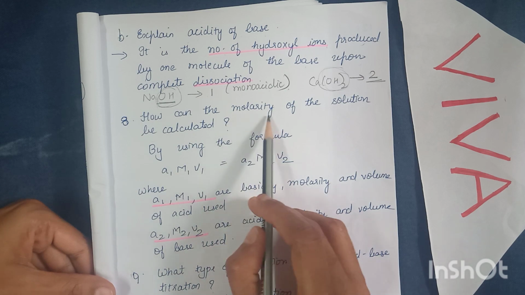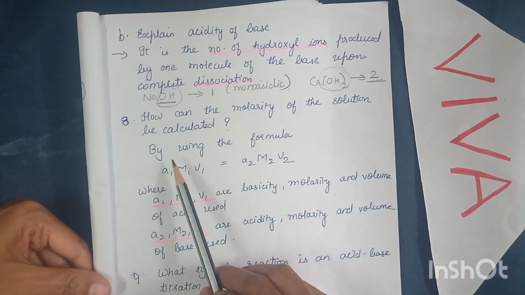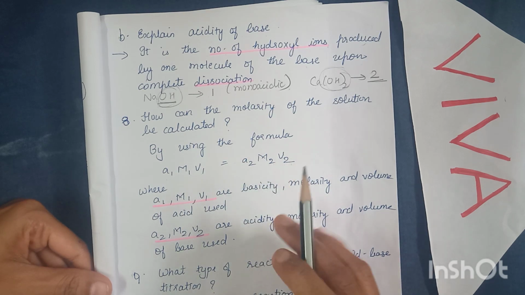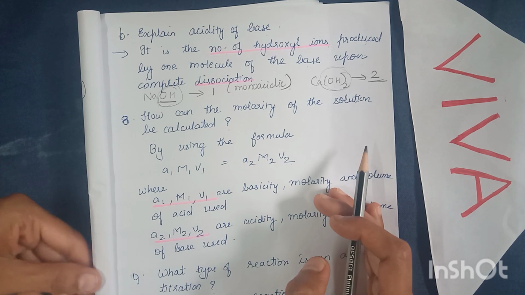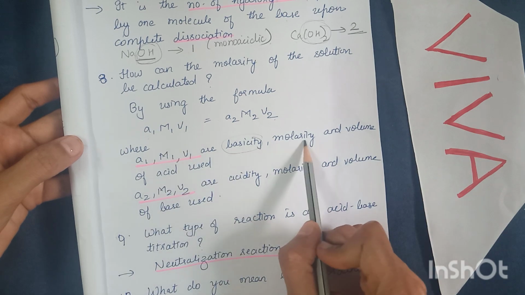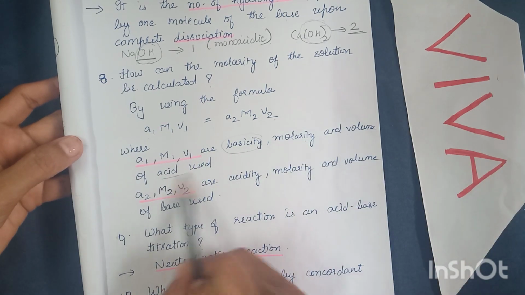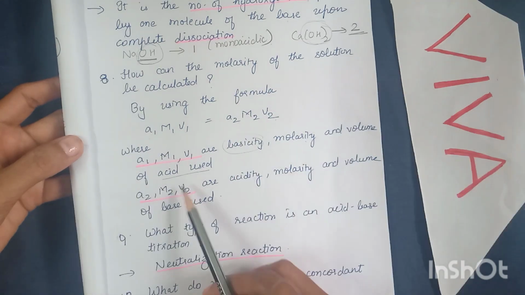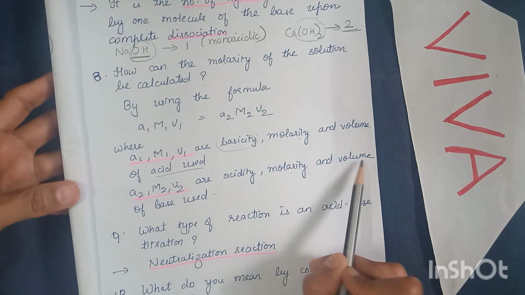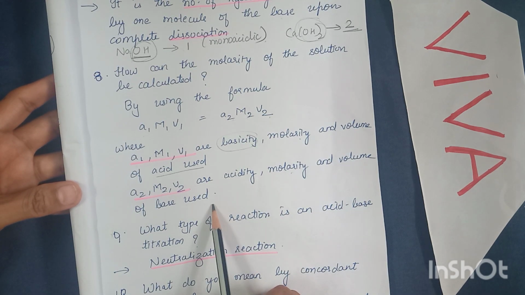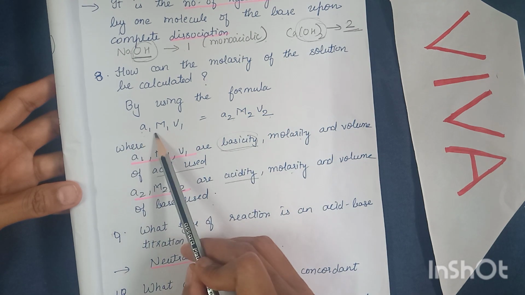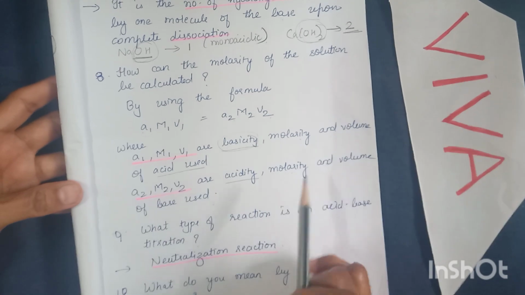Now how can the molarity of the solution be calculated? So you have a formula, A1 M1 V1 is equal to A2 M2 V2. Using this formula you can calculate the molarity of the solution. Now A1 is basicity, M1 is molarity and V1 volume of acid used, and A2, M2, V2 are acidity, molarity and volume of base used. So we have already discussed basicity and acidity. So you will be putting all these values here to calculate the unknown value.